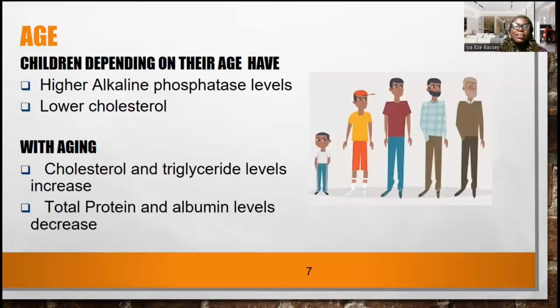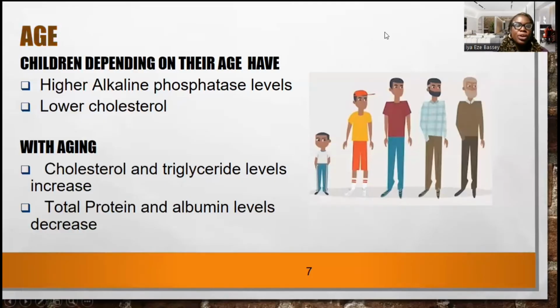All right. Then things like total protein and albumin levels also decrease, probably because as you're getting older, wasting sets in, malabsorption, you're not eating that much as you used to eat as a child. So many things may affect that.